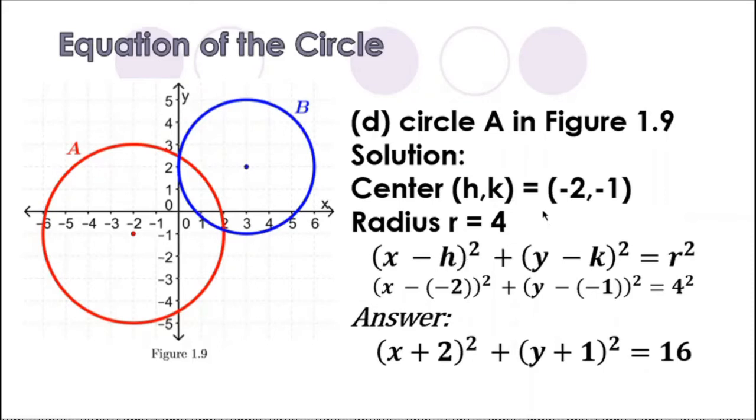So given na ang center, given na rin ang radius, magagamit na natin to para sa ating standard equation of the circle. So using the form (x - h)² + (y - k)² = r². Substitute the value of h, which is -2. Substitute the value of k, which is -1. Then evaluate. So we have the answer, (x + 2)² + (y + 1)² = ang ating radius ay 4, so 4 square is 16. And that's it.